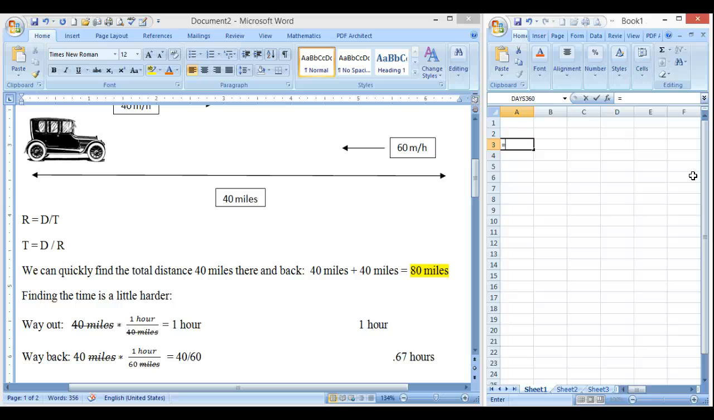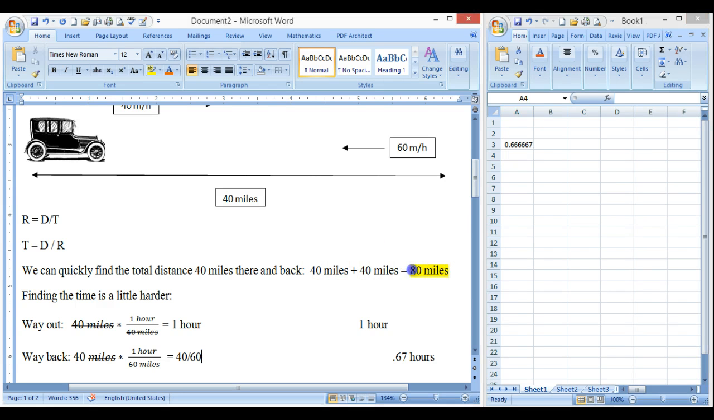So I'm going to press equals to make it calculate like a calculator. And I want 40 divided by 60. Press enter, and there we go. 0.6667, or we can think of 2/3, same difference. Okay, so now I have the time it took to get there, the time it took back, and the total distance. So now I have all of the pieces to make my average for the entire trip.